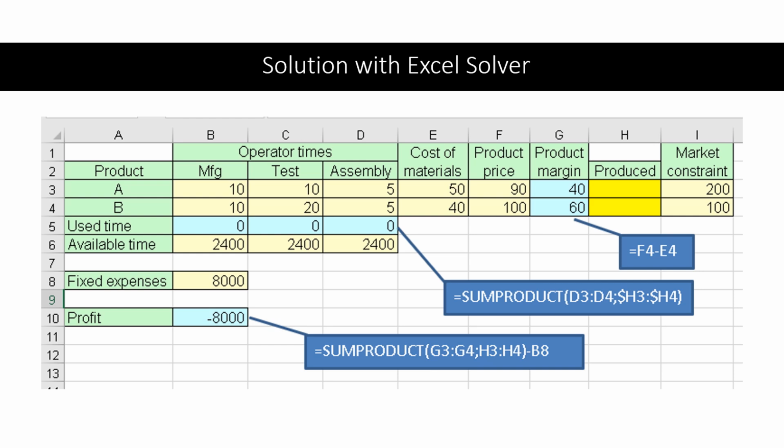Row 5 has the formulas above to calculate time consumed on each operation based on the products produced. These values we will compare with row 6, available times for each operation. Finally, B10 has the shown formula to calculate the profit. This is the cell we will ask Solver to maximize.